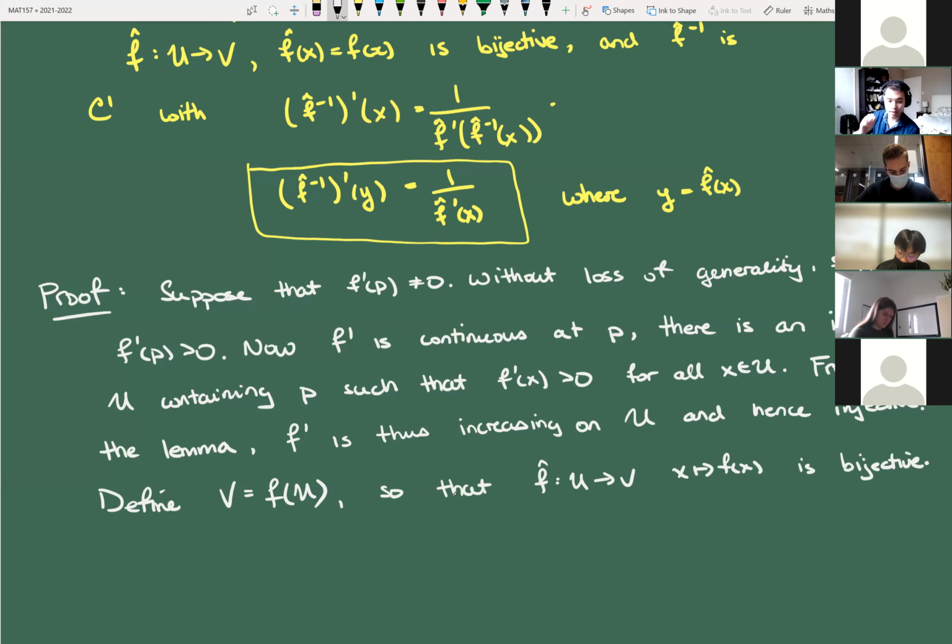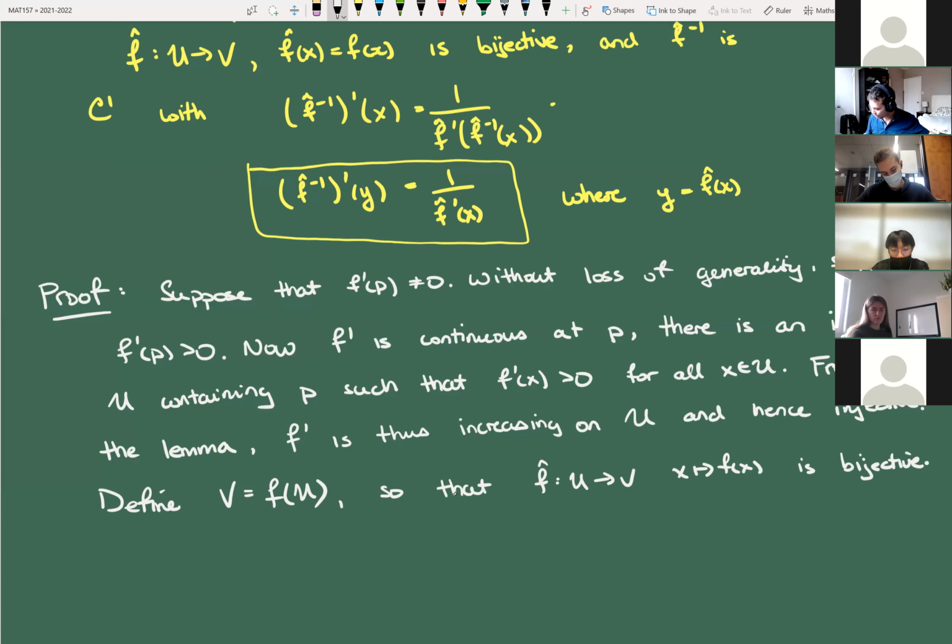Right? Because our function is both injective and surjective on U. Injectivity followed because we knew that we were strictly increasing. Surjectivity is because we just defined V to be the image of U, right? So that guarantees that it's surjective.